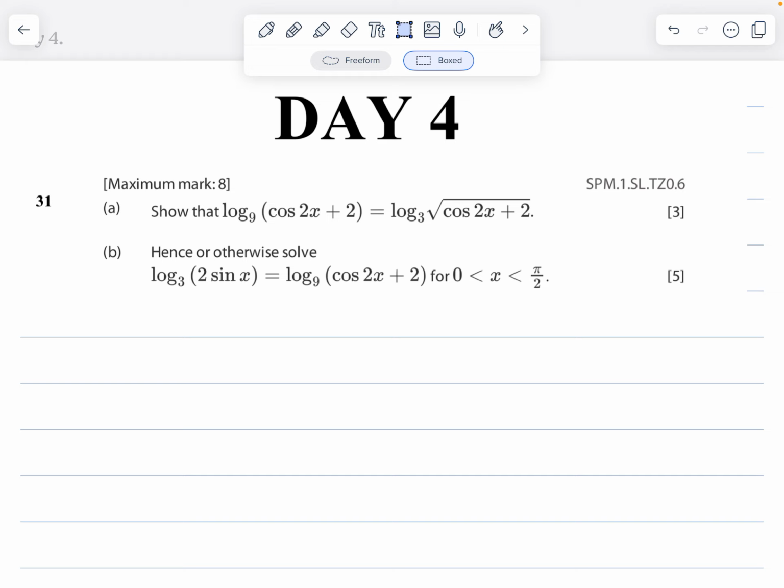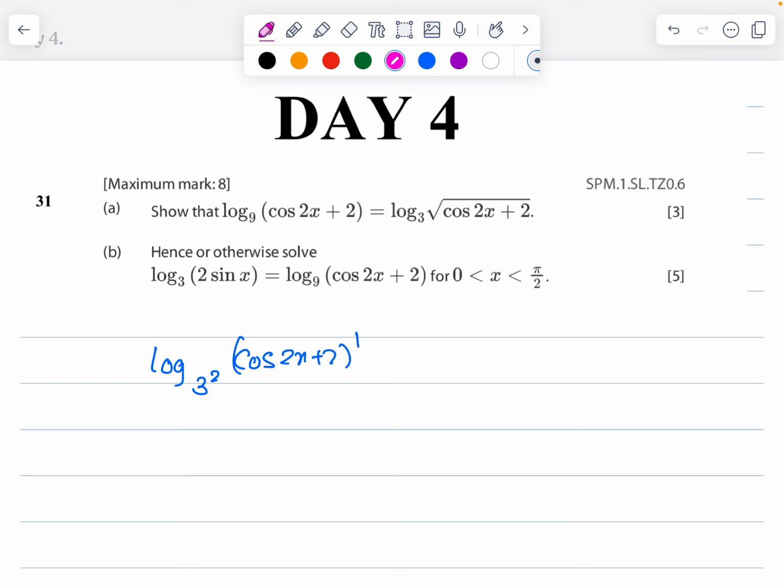Show that log of cos 2x plus 2 equals log base 3 of square root of cos 2x plus 2. So what am I going to do for that one? I'm going to change the bases for the left hand side. Log base 3 square cos of 2x plus 2 whole to the power of 1.